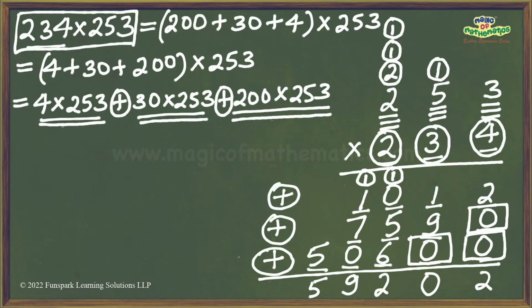It is worth noting here that every time I move to the next digit in the multiplier from the right to the left, the number of zeros I place increases. Keeping this in mind, let us look at another example.